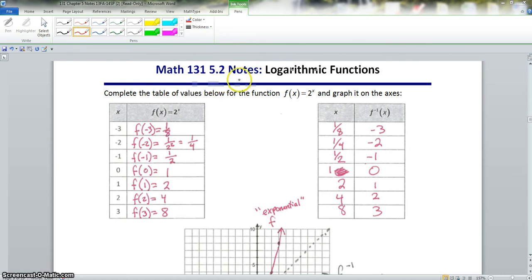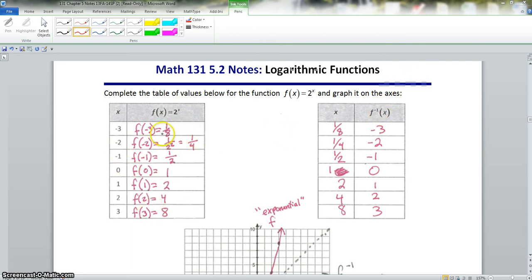Hello class, we're about to start section 5.2, logarithmic functions. Complete the table of values below for the function f of x is equal to 2 to the x power and graph it on the axis. Now if we look here, if we substitute in -3 for x, it will give us these values here. I had to pre-fill these out because this would take a while if I was writing it out in front of you. So if we substitute in -3, we would get 1/8, -2, we would get 1/4, and so on.